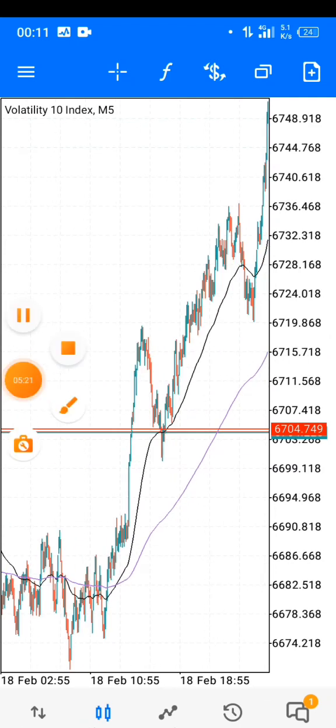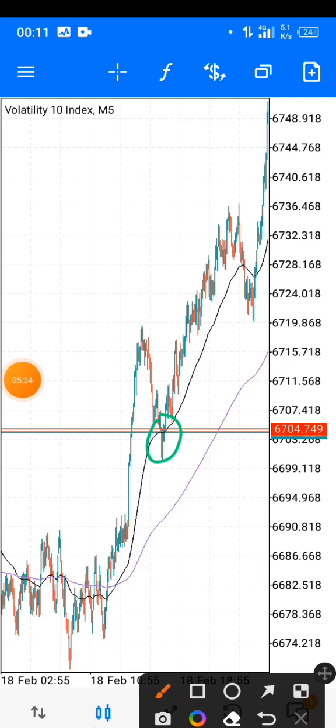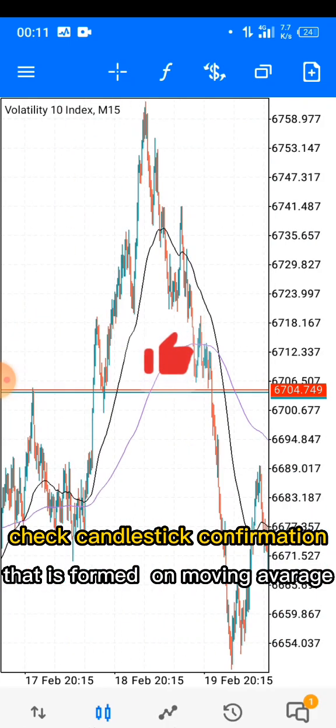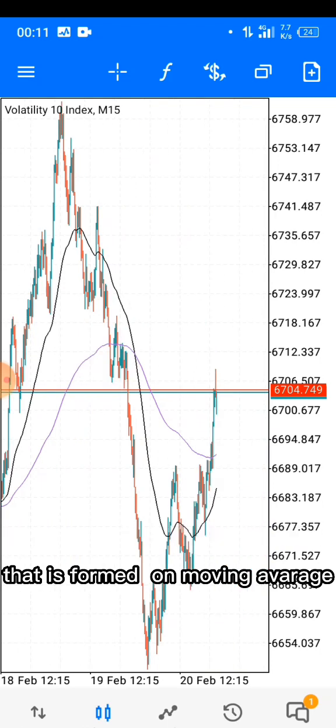So you have to see what type of candlestick confirmation is being formed over here. For that, you'll be using the higher time frame. We'll be using the 15-minute time frame mostly to see the candlesticks that are being formed at that area.